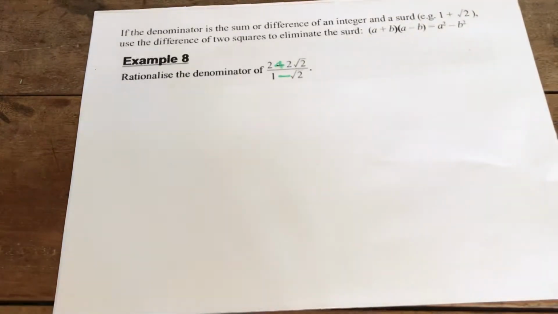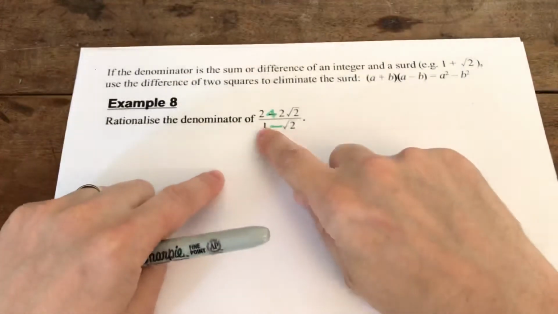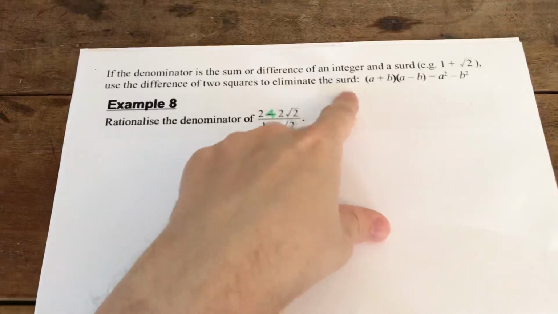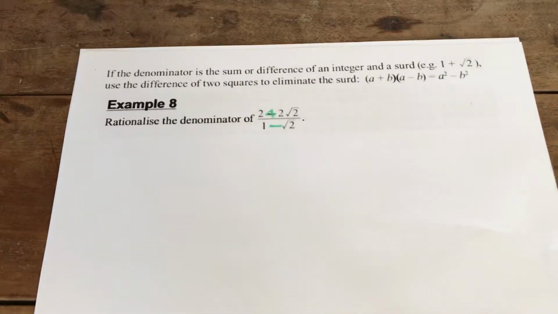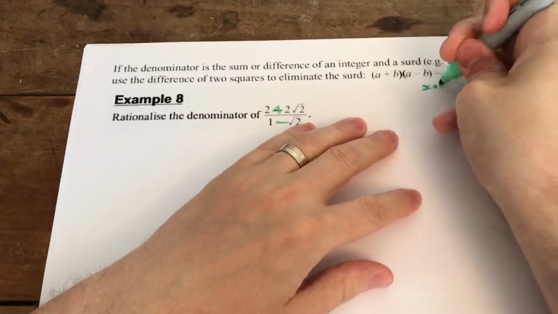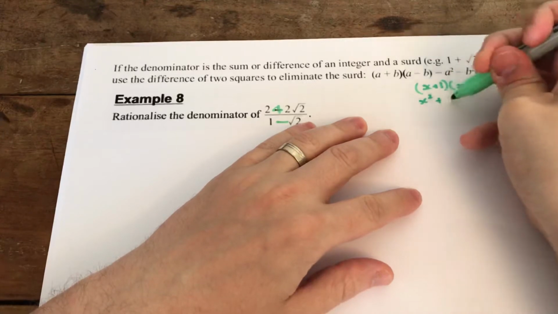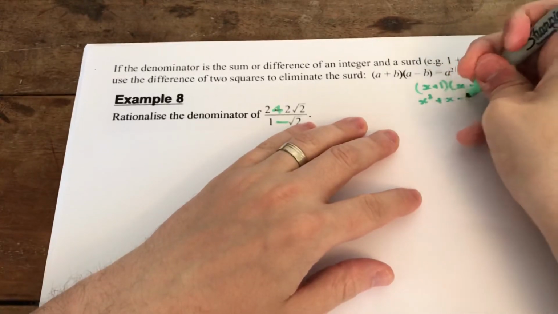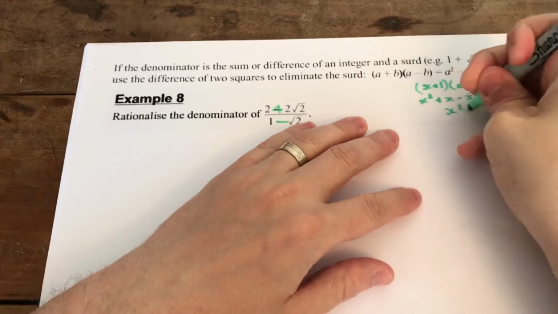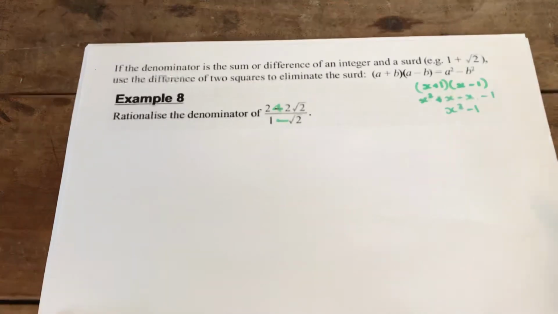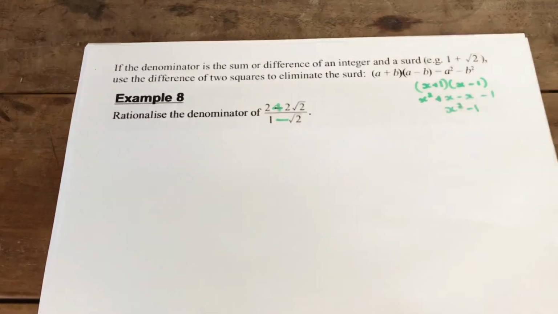So we're going to be rationalising the denominator in more difficult problems. What you will notice is on our bottom line we have 1 take away root 2. To do this, we use the difference of two squares to eliminate the surd. If you imagine you have (x plus 1)(x minus 1) in brackets, when you expand those brackets you get x squared plus x minus x minus 1, which gives us x squared minus 1. You've met this already. It's called the difference of two squares because the middle terms cancel out.